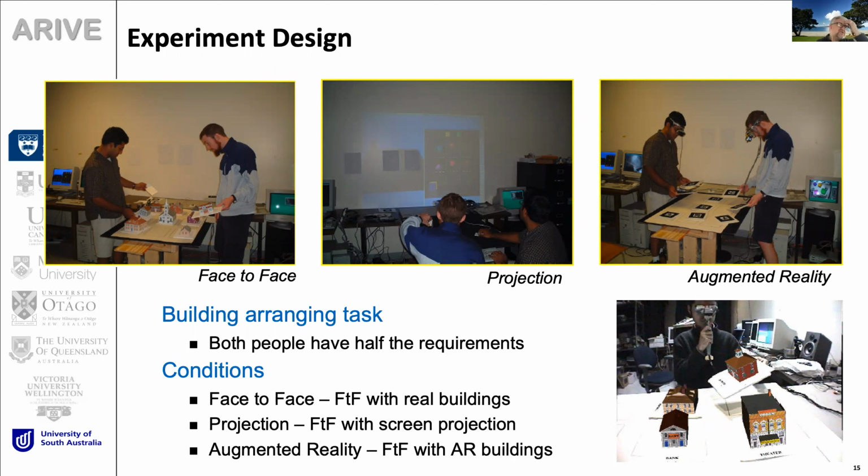So you can see three conditions: a face-to-face condition with little cardboard buildings, an augmented reality condition where you had the same cards, but when you looked through the AR headset, you would see a virtual model of the same building appearing on the card, and then a projection condition where you're looking at the wall. And the key difference, as you can see from this, is that when people are looking at the wall in the projection condition, they can't easily see each other and the gestures they're making because they're side by side, whereas in the face-to-face and AR condition, they're across from each other so you can see each other.